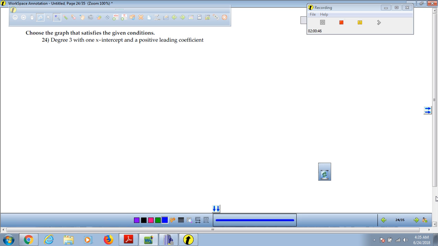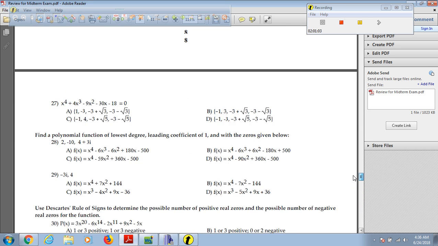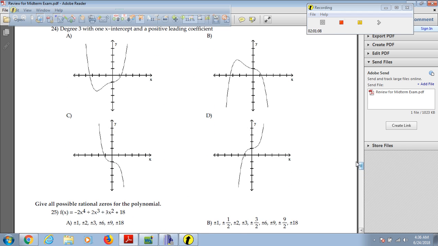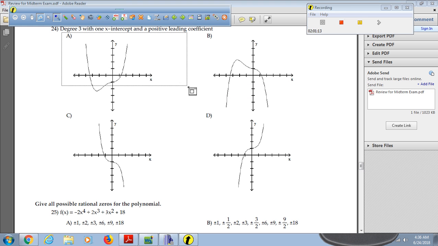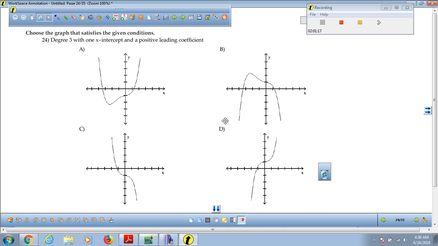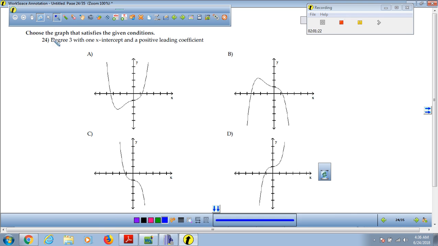Choose the graph that satisfies the given conditions. Degree 3 with 1 x-intercept positive. Okay, so I did not copy for this one. What's 24? Okay, let's see, 24. Because this one, they don't give us a lot of information so that we can come up with the answer and say, oh yeah, this is it. I guess we're just gonna have to use the answer choices.